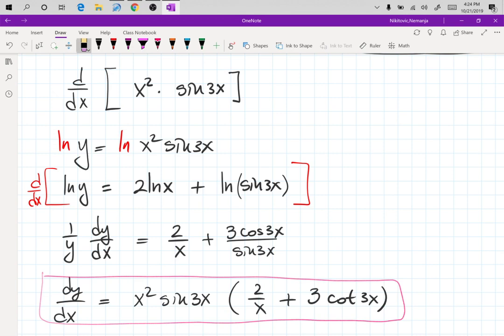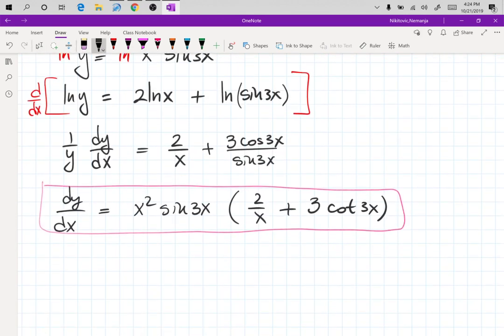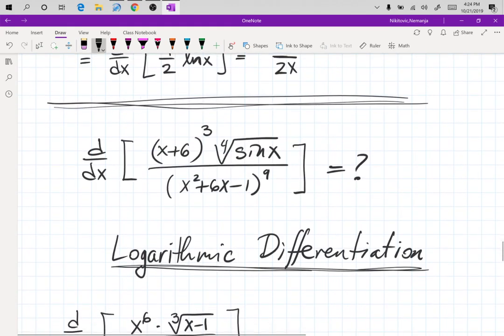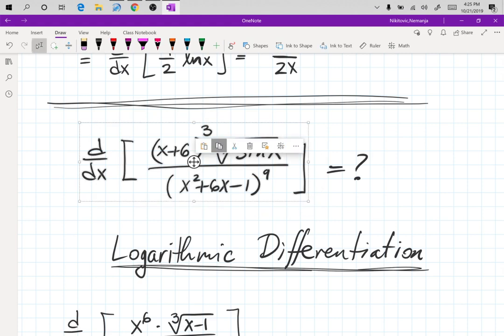Which now brings me to the problem that I posed before I even wrote the title. This thing. You look at this and you go, holy nightmare. Like, really? Take the derivative of this? Copy.